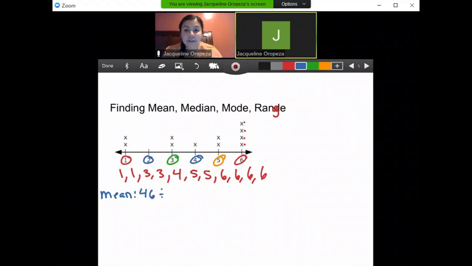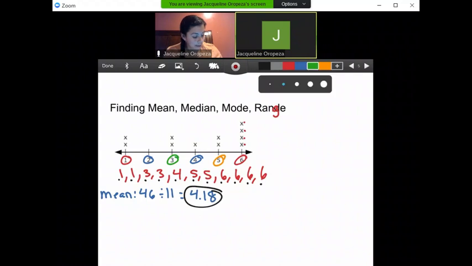Now I have to divide it by how many numbers I have in my data set. I have 1, 2, 3, 4, 5, 6, 7, 8, 9, 10, 11. So I'm going to have to divide it by 11. So 46 divided by 11 gives me 4.18. So my mean is 4.18.